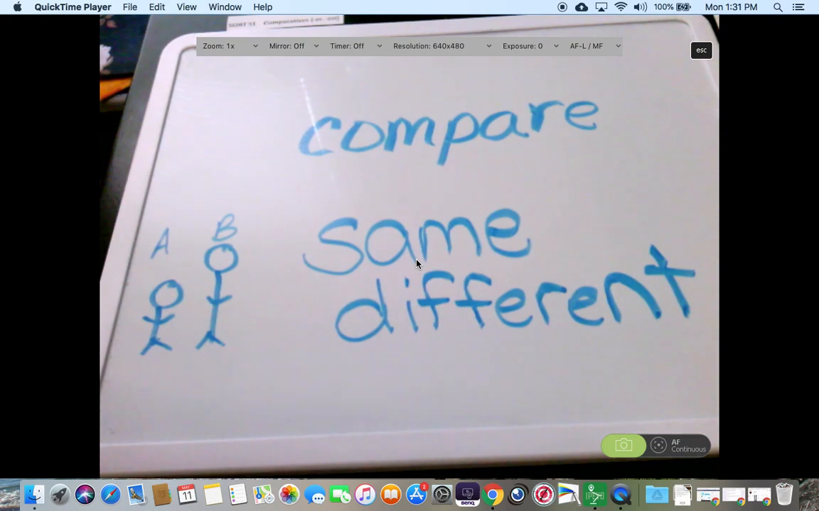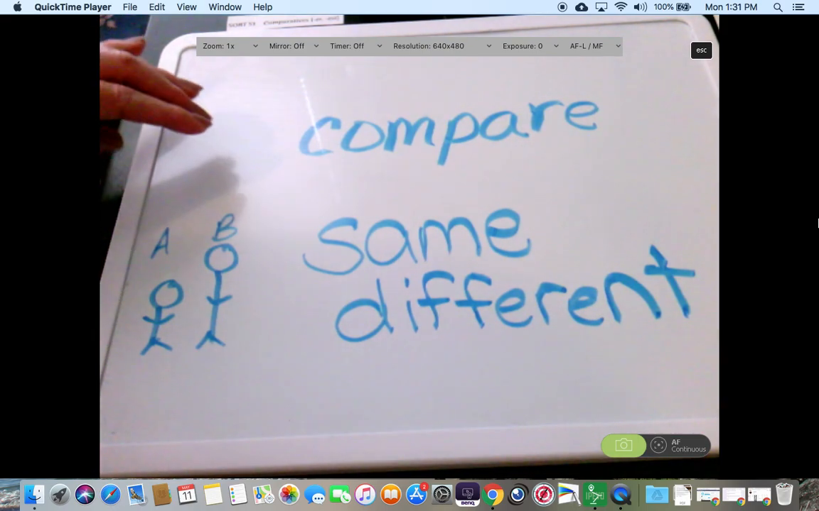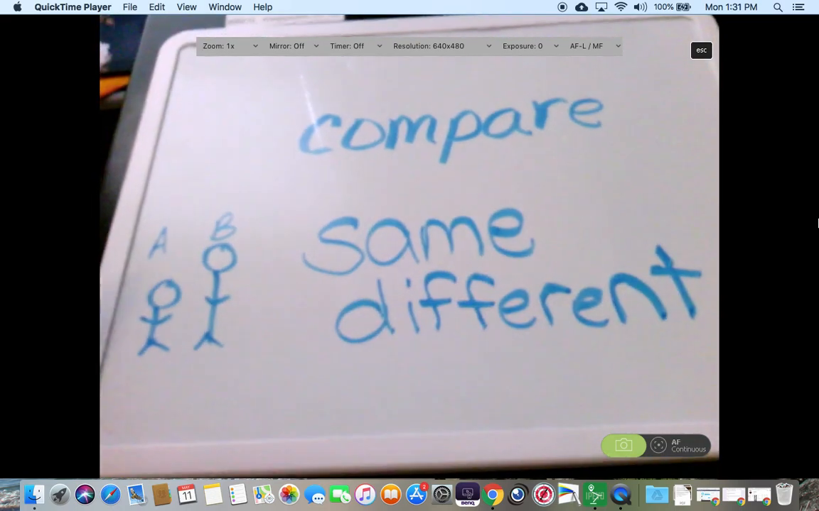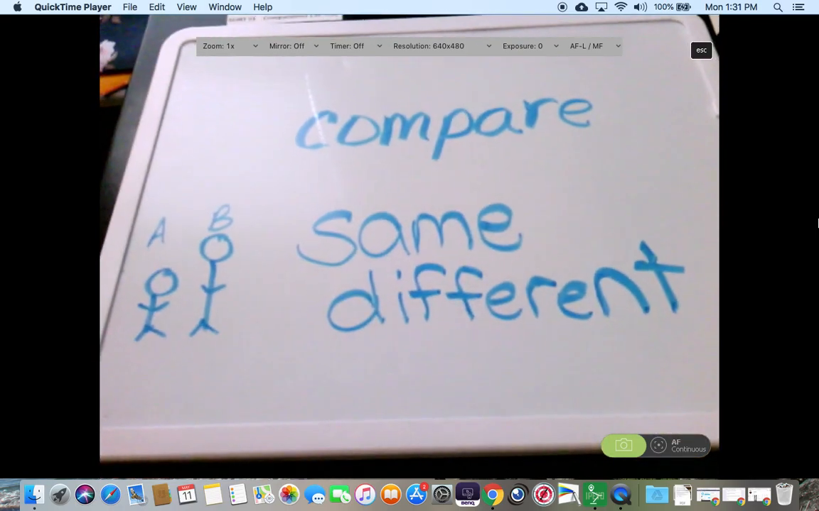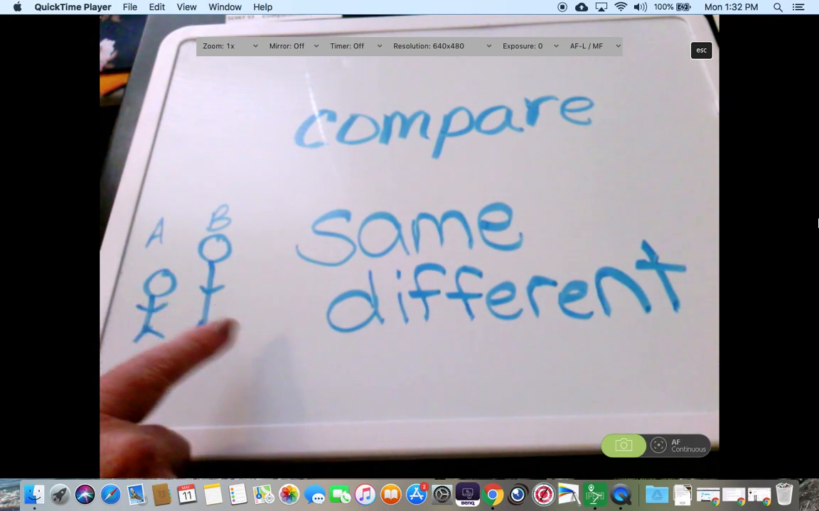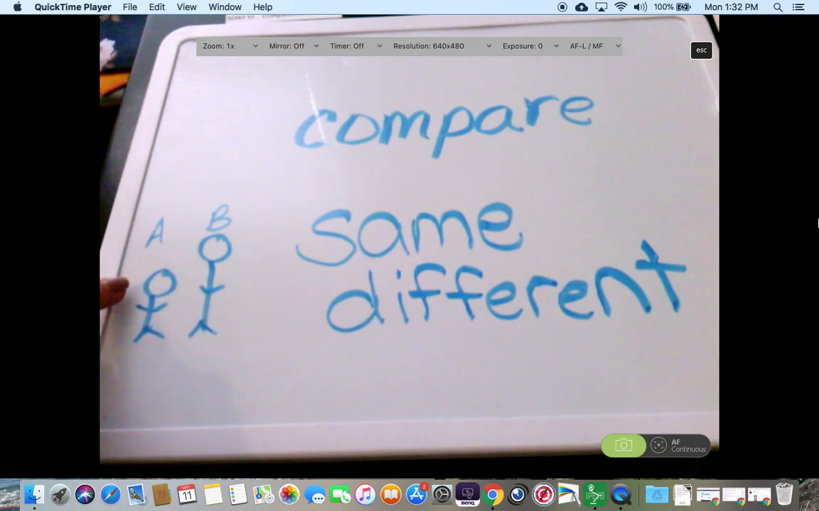Before we get started, we want to make sure we understand what the word compare means. If you remember, the word compare means you're looking at two or more things and thinking about how they are the same and how they are different. So for example, if I was looking at person A and person B, I could say that person A is shorter than person B, right? Or I could say person B is taller than person A.